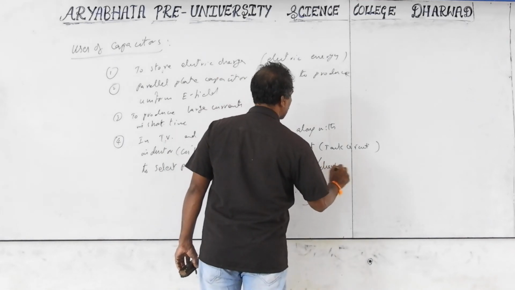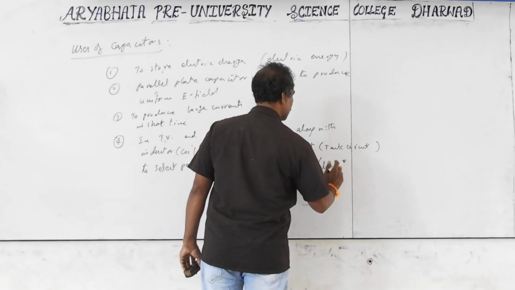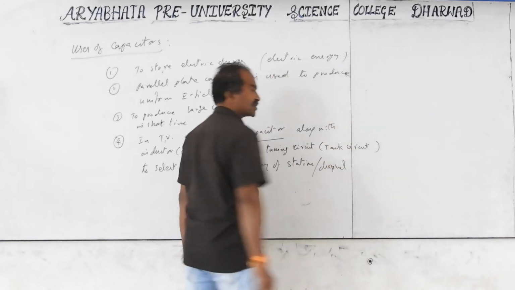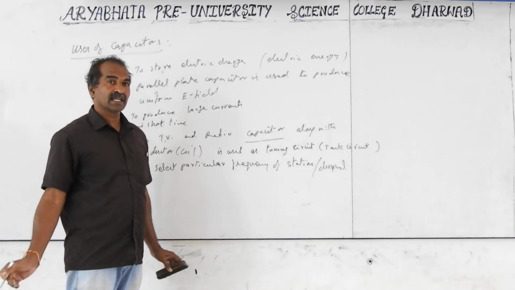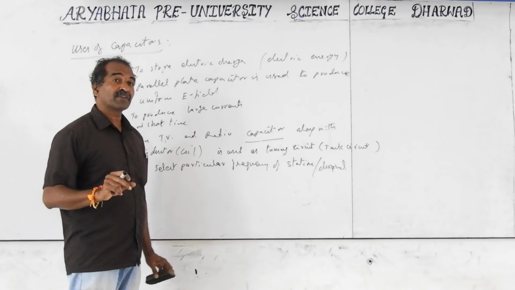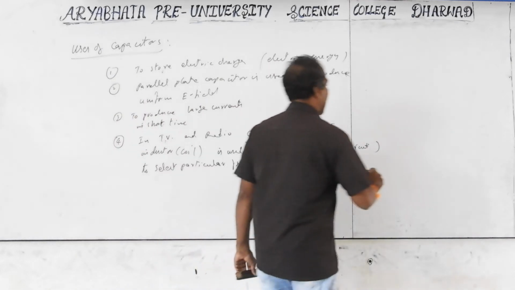A particular channel of the TV, a particular station of the TV, different stations are there. You want only a particular station. Many radio stations are there, and in that you want to select only a particular radio station frequency. For that purpose, we use the tank circuit.